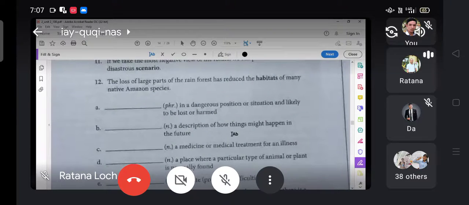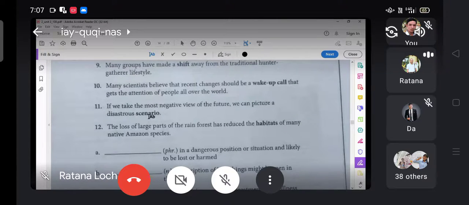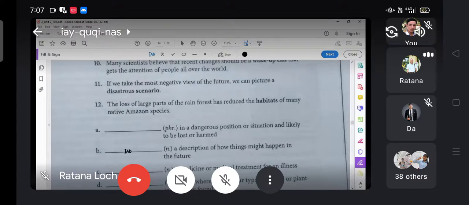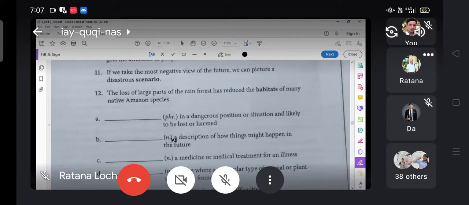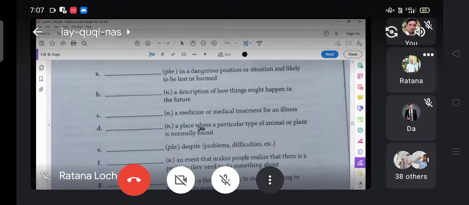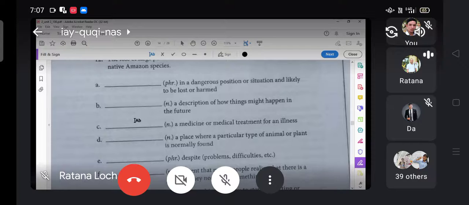And now B, what is B? Number 11, teacher. A description of how things might happen in the future. This one, right? Scenario. Okay, scenario, number 11. Description of how things might happen in the future. So it might be positive, it might be negative. Okay.